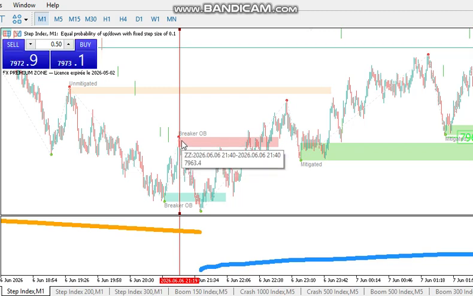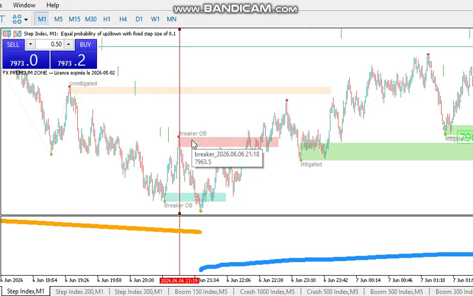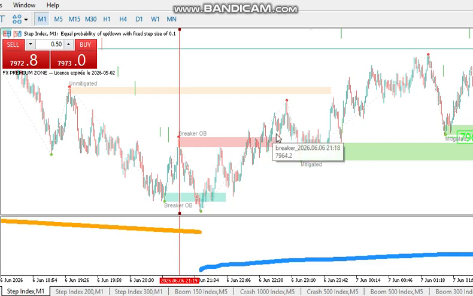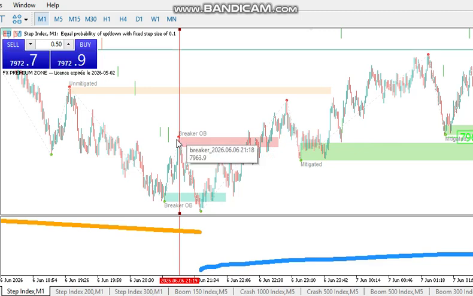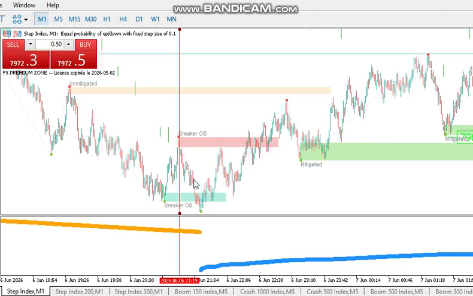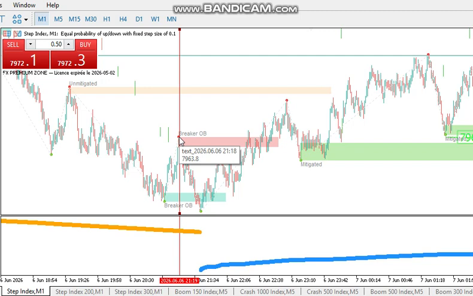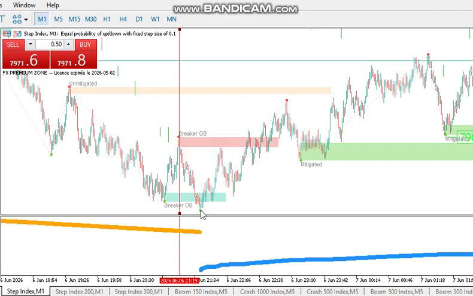Another mitigated level appeared here before it turned to breaker OB, because when it breaks at this particular level, that's when it turns to breaker OB. So we can see there is an unmitigated level here before it turns to breaker OB. You can see what the price did. This is another area that we take also. You can see what the price did. There's always a reversal on that zone back to our breaker OB. You can see what happened.